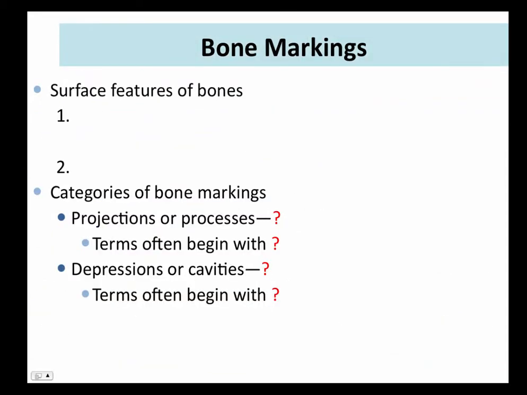Now let's go over bone markings. Bone markings are surface features of bones, and there are two different ways we can identify these. They can be sites of attachment for muscles, tendons, and ligaments, or they can be passageways for nerves and blood vessels.